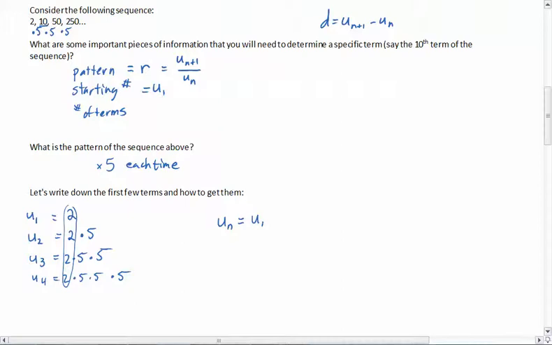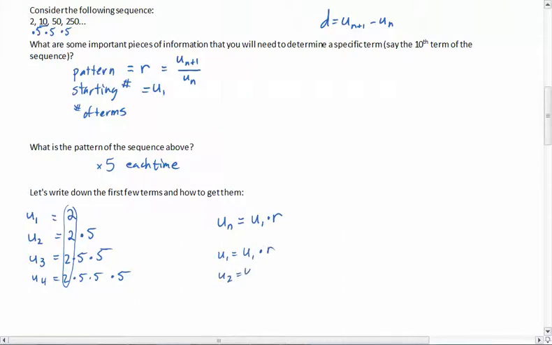All right, so in this case we've got U1, which is going to be multiplied by r. But you'll notice that that doesn't quite work, right? Because if that were the case, then U1 would be U1 times r.